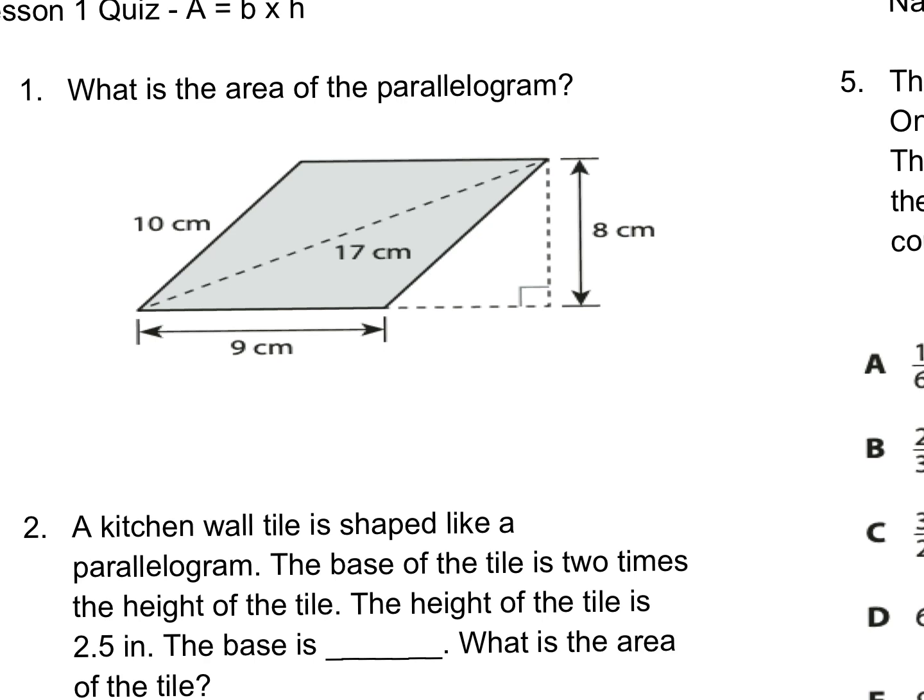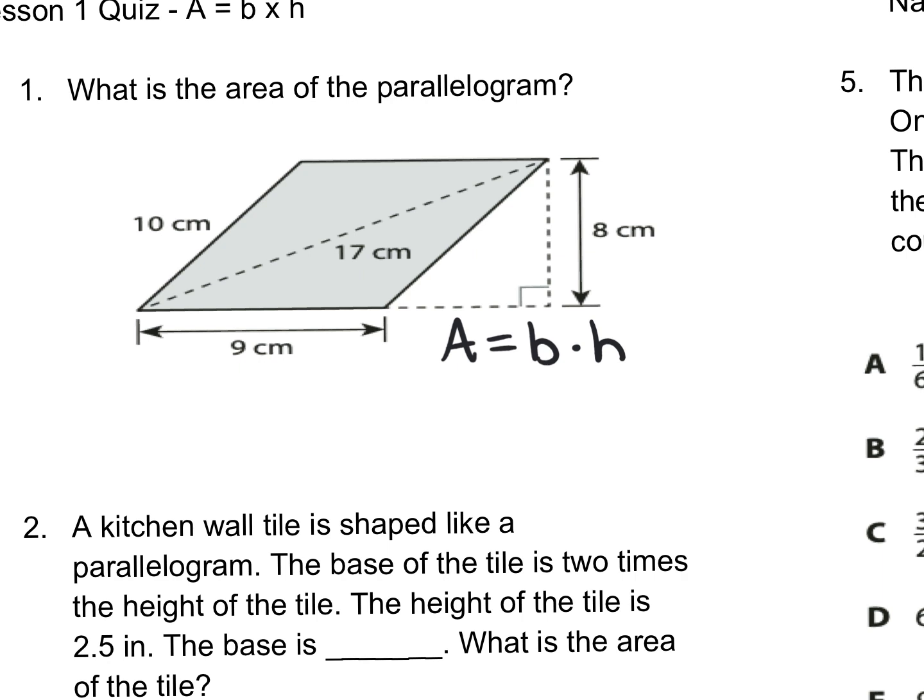This is problem 1 from quiz 1.1. Be sure to write the steps down and identify where you made your mistake. To find the area of this parallelogram, we have to use the formula area equals base times height.